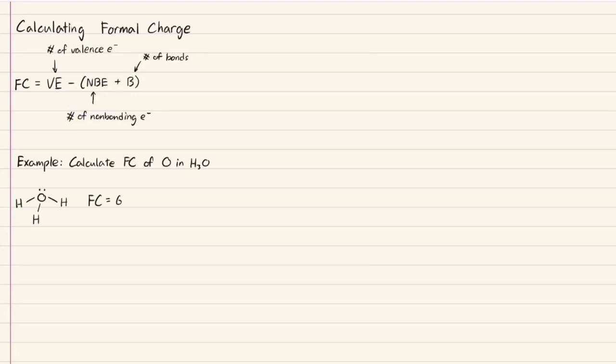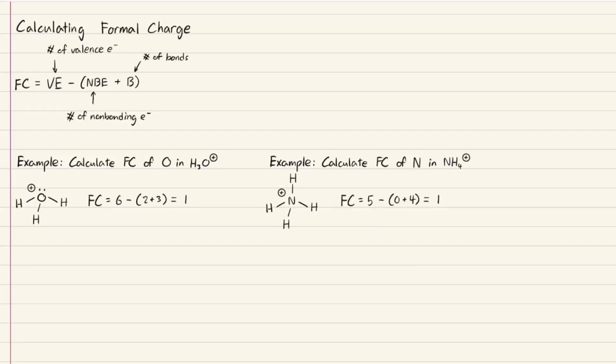Oxygen has 6 valence electrons, so Ve equals 6. From there, we subtract the sum of the number of non-bonding electrons on oxygen, 2, and the number of bonds to other atoms, 3, giving us a final formal charge of +1. Let's use the equation one more time to calculate the formal charge of another molecule we're familiar with, ammonium, NH4+. Nitrogen has 5 valence electrons, Ve equals 5, has no non-bonding electrons, and forms 4 bonds. By plugging in these values, we find that the nitrogen in ammonium also has a formal charge of +1.